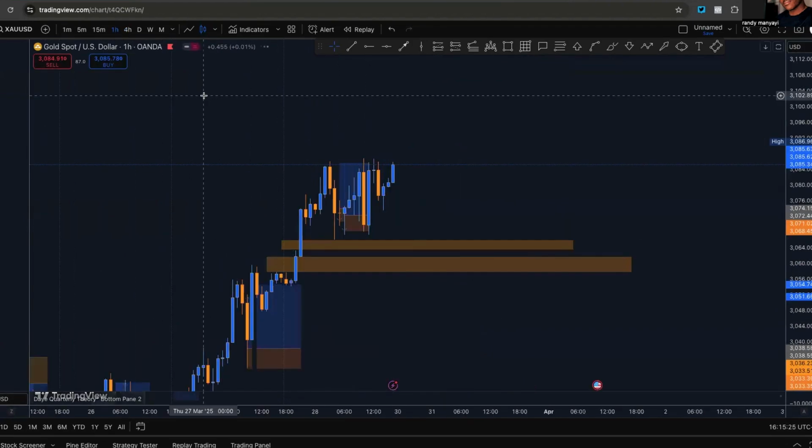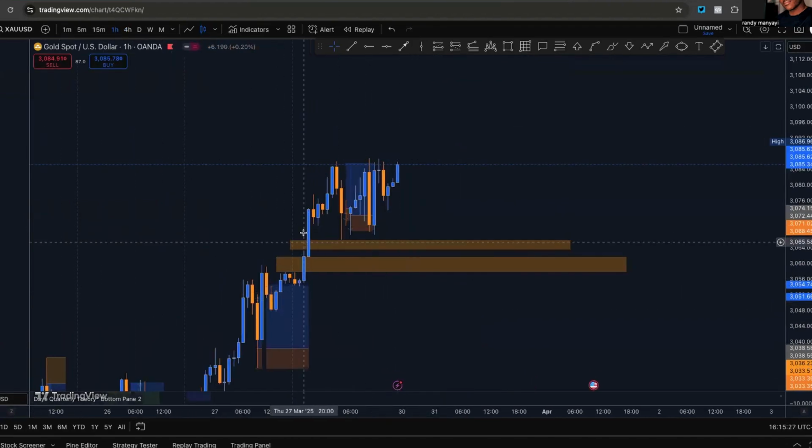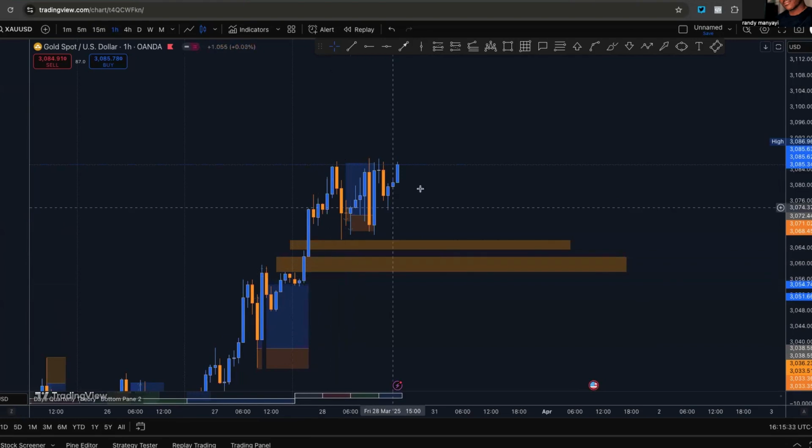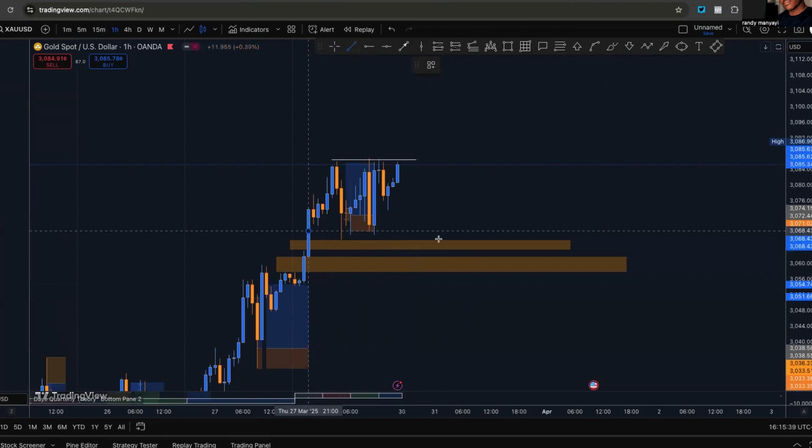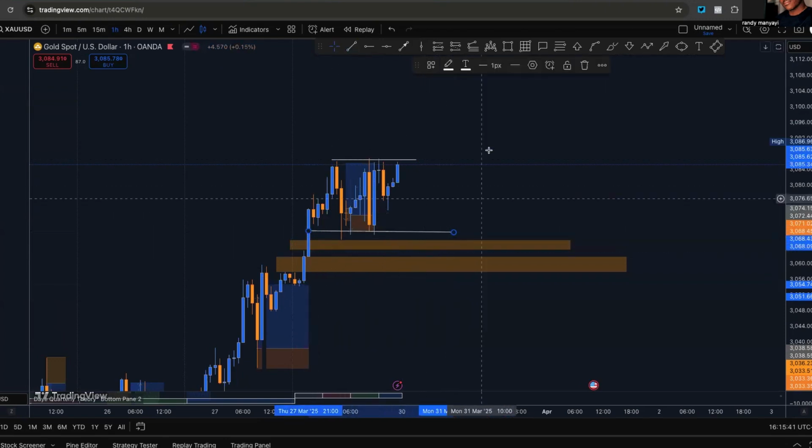Okay, go to H1 again. Yeah, so this FVG has already been tapped. So I'm looking for price to bounce back to these areas before I can actually make an entry. And also here we have a little bit of a range. We can see that a little bit of a range might happen here before we can have anything.